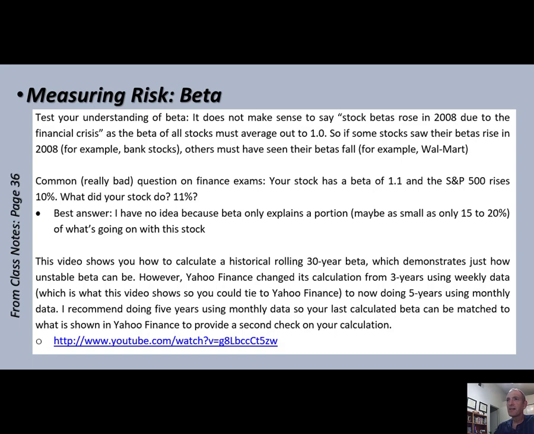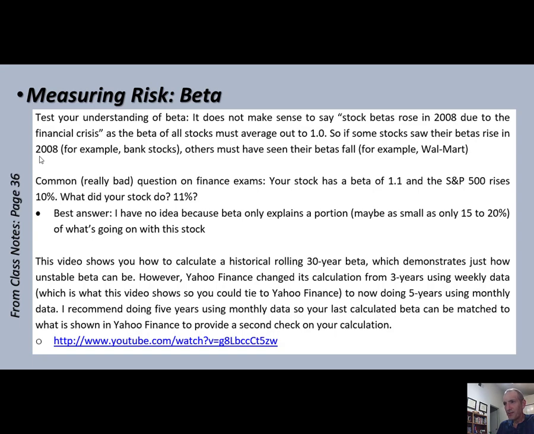I've actually seen this next one on an exam. If you see this question on an exam, you need to challenge the professor. But people say you have a stock with a beta of 1.1 and the S&P rises 10%. What would you expect this stock to do? And the answer they might be looking for is 11%. If your beta is 1.1 and the S&P is up 10%, you take 10% times 1.1, you get 11%.